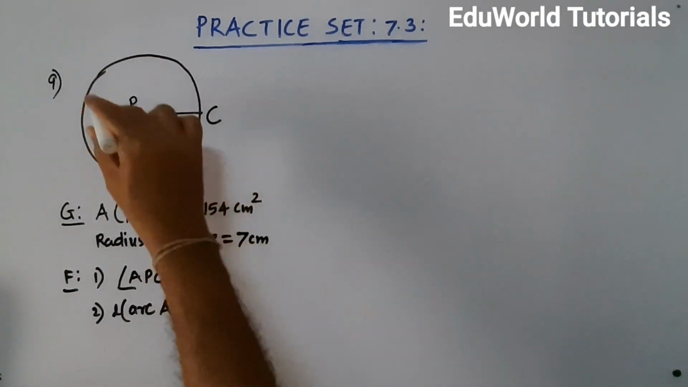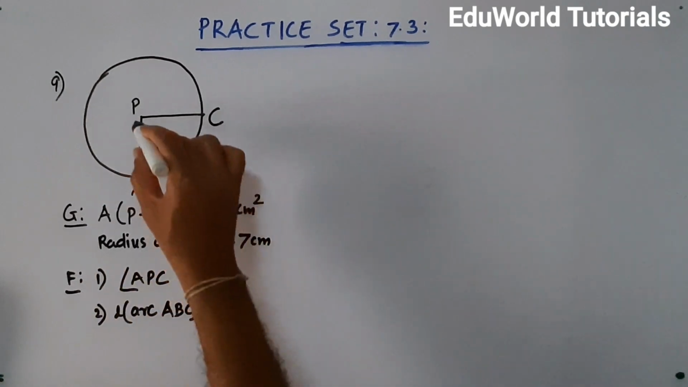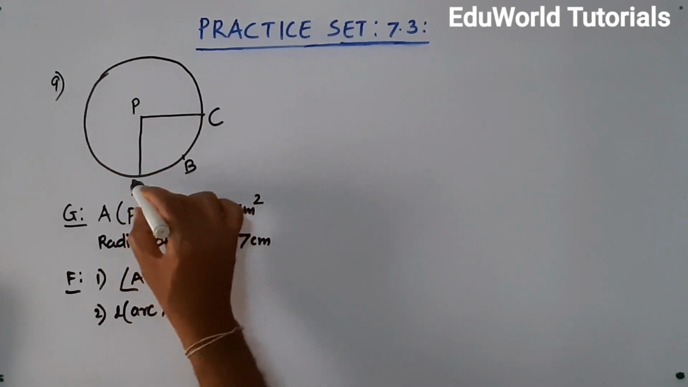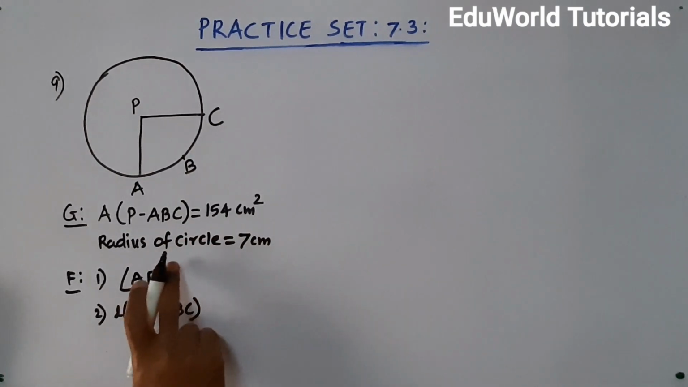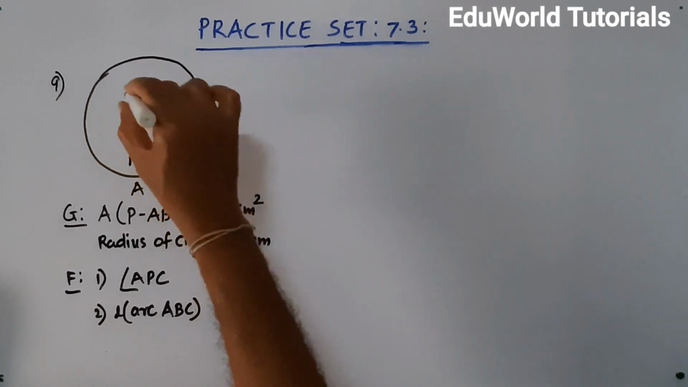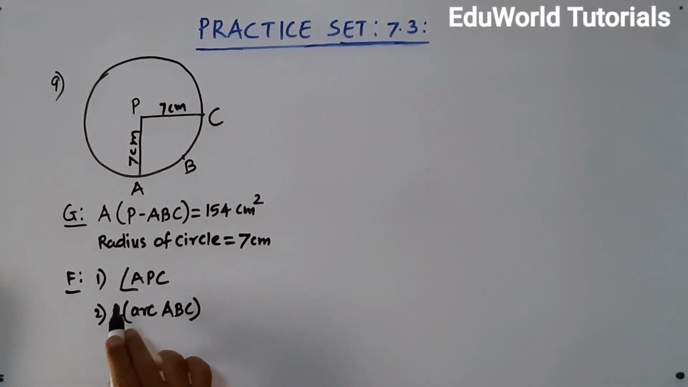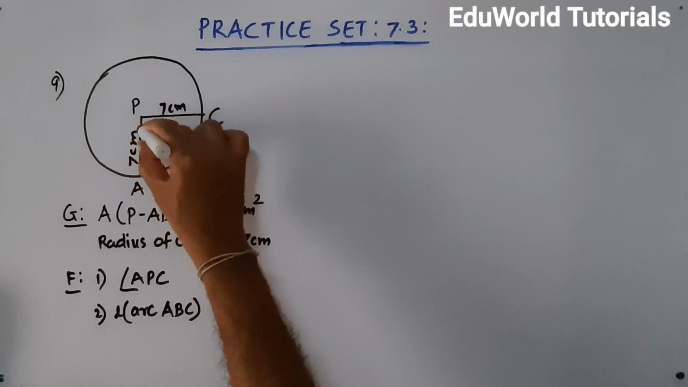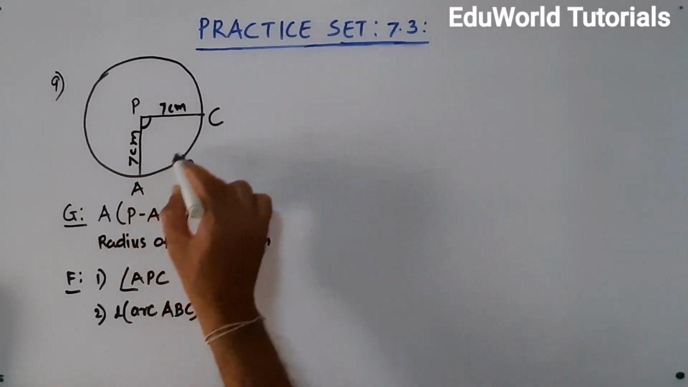P is the center of the circle, and area of sector P-ABC. This sector has area 154 centimeter square. Radius of the circle is 7 centimeter. So this PA is 7 centimeter. PC is also radius, which is 7 centimeter. And they have asked us to find these two things. One, measure of angle APC, that is this angle. We have to find the center angle. And two, length of arc ABC. What is the length of this arc?